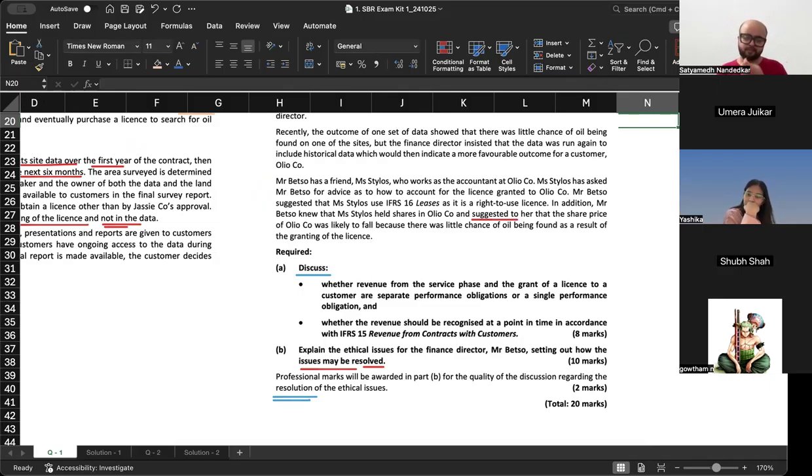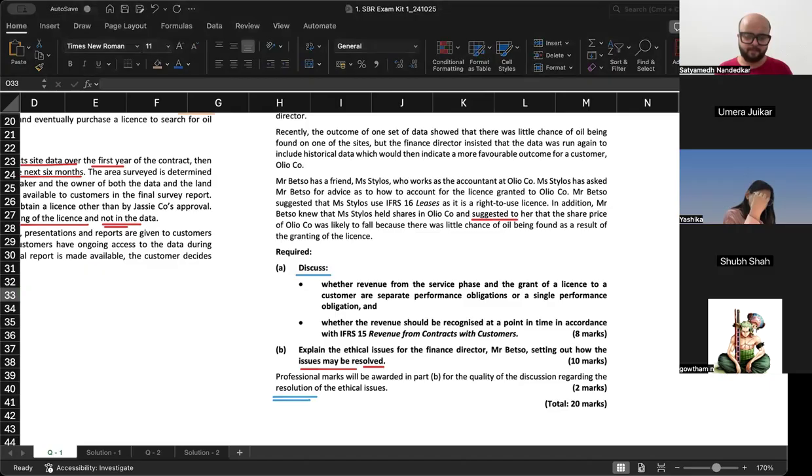Sir, first of all, the finance director should have a proper knowledge of the work that he is supposed to oversee, and the contact between Mr. Betso and Miss Stylos should not have been made in the very first place. That is, there should be no contact between Mr. Betso and Miss Stylos.